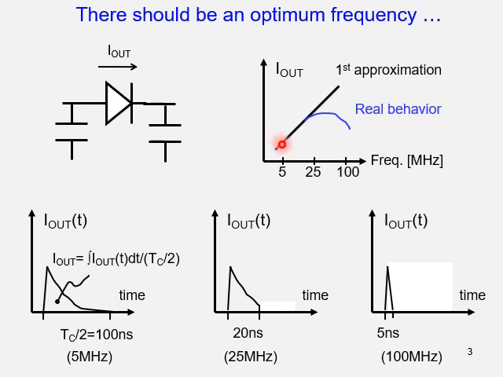In a low frequency operation model, which is called the slow switching limit, the output current increases with the clock frequency. However, it is expected that real behavior should be different from the first approximation.